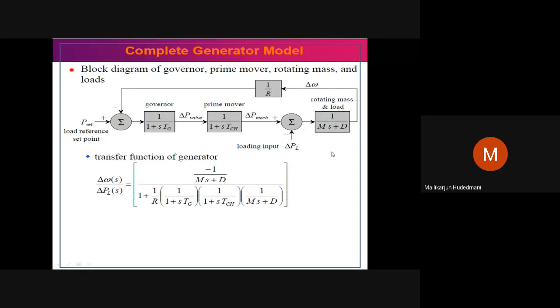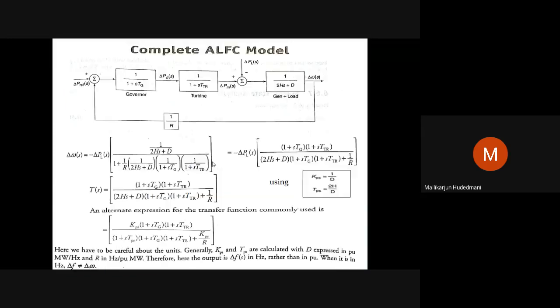Hence I took this also to show you how the transfer function of this ALFC or complete generator model is viewed, by representing the governor model, prime mover model, feedback path, and load and area. Here you will see again 1 by 2Hs plus D is put as Ms plus D and all the other functions. This is another transfer function representation. Therefore this should be seen as a transfer function of the ALFC.